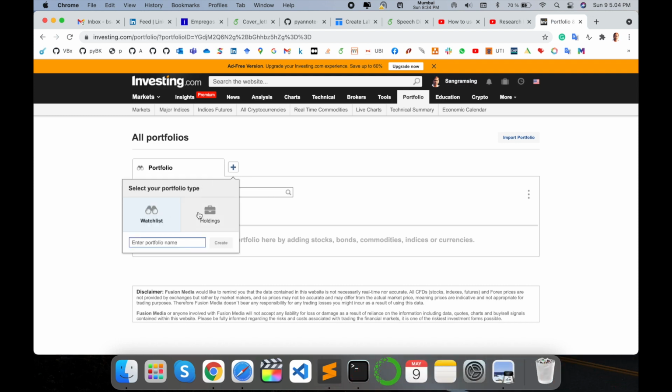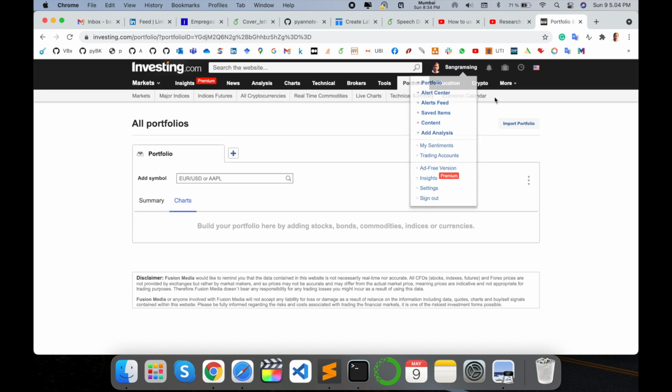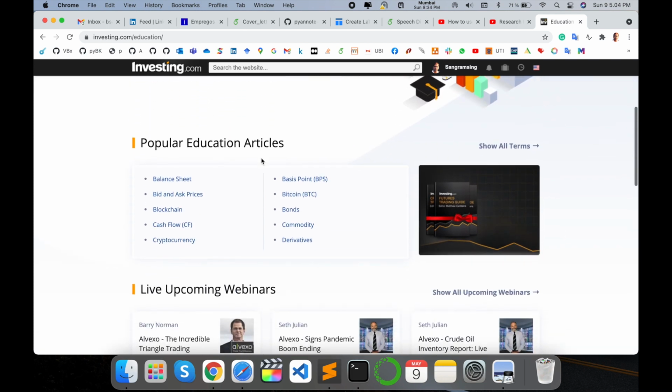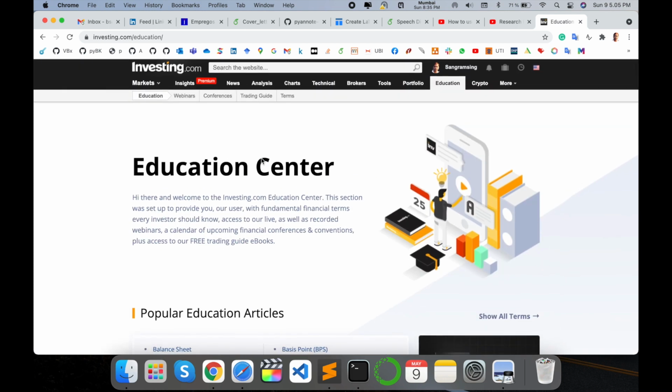You create your watch list and headings, which types of company shares, stock market analysis, new charts, technical tools related information you want. You can add that information here. So automatically investing.com will send you emails and provide you related updates day by day. Here some education related information is available. You can visit that particular platform, open tab by tab and learn many things.